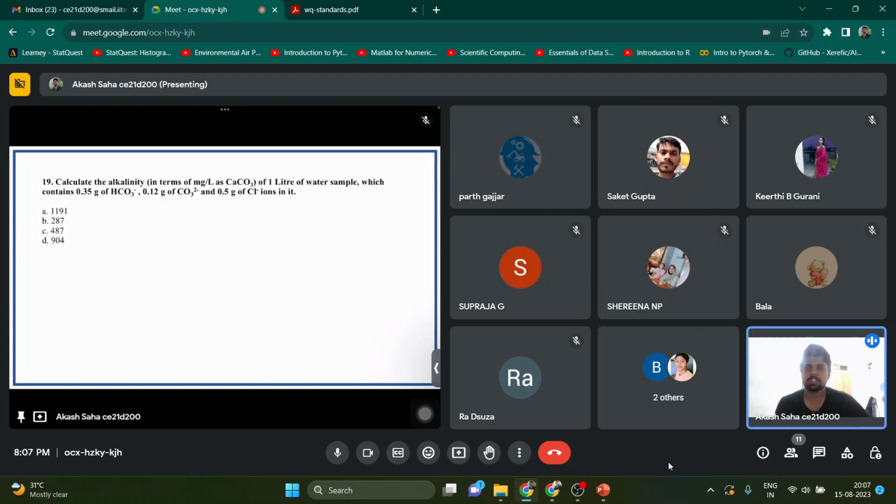Okay, so the next question is now calculate the alkalinity in terms of milligram per liter as CaCO3 for 1 liter of sample which contains 0.35 grams of HCO3 minus, 0.12 grams of CO3 2 minus, and 0.5 grams of Cl minus ions. So we have to calculate alkalinity in 1 liter of sample which contains HCO3 minus, CO3 2 minus, and Cl minus, bicarbonate, carbonate, and chloride. We have to find the alkalinity. Just remember, we are calculating alkalinity here.